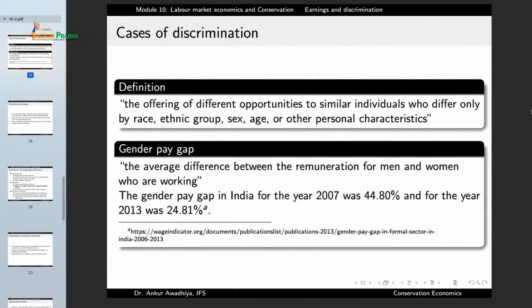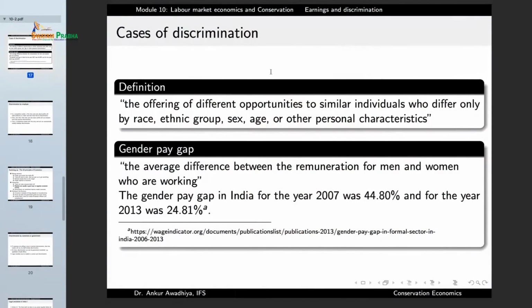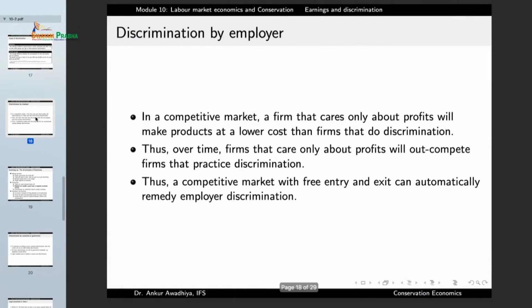In our country, the gender pay gap in the year 2007 was 44.8%, and for the year 2013 was 24.81%. So we are observing that as our society is modernizing, the gender pay gap is reducing, but we still have a long way to go. So this is an example of discrimination.